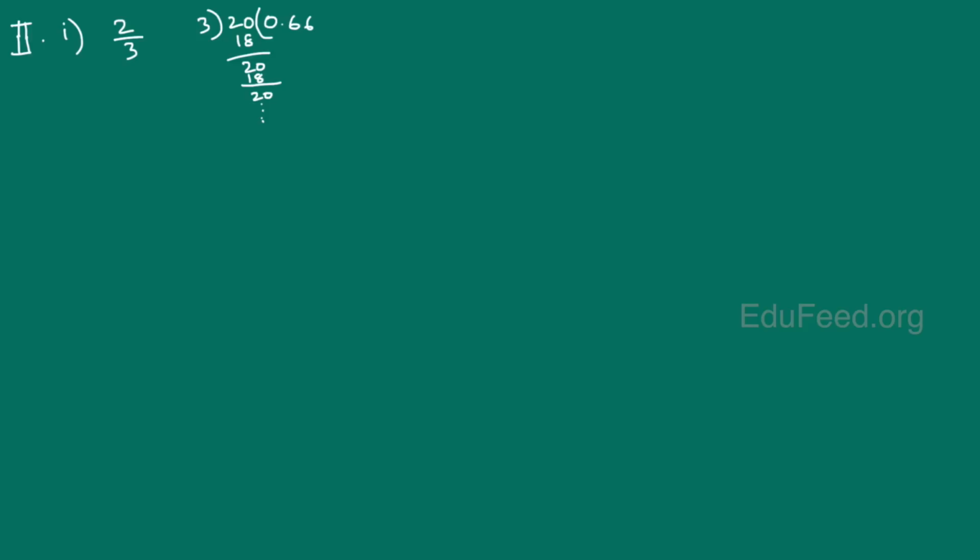So in other words, 2 by 3 is equal to 0.666 and so on, which would never end. In other words, it's called a recurring or non-terminating decimal. The way to represent this is we have something called a bar. So 2 by 3 can be represented as 0.6 bar. The bar here represents the endless number of sixes which will be there after the decimal.